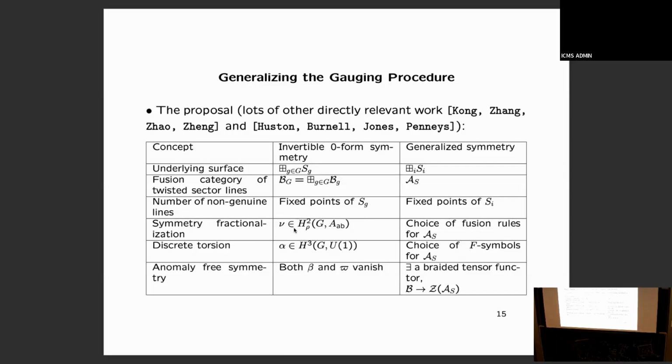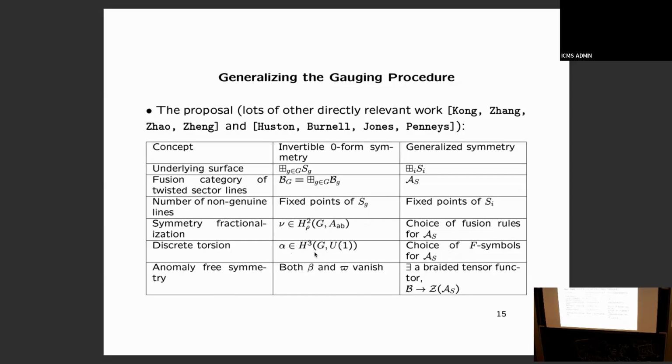Another thing that we have is symmetry fractionalization, which is given by this class, labeled by junctions of three symmetry defects meeting on a line. And then there should be some generalized notion of symmetry fractionalization. And that should correspond to some choice of fusion rules for this fusion category. Similarly, I mentioned there's a choice in the invertible case to stack with some SPT, some H3. And there should also be a choice in the more general case of choosing a different associator for AS. Okay, that should be the generalization of discrete torsion. Similarly, there's a notion of an anomaly-free symmetry. That's a symmetry where both beta, remember that's H4(G, U(1)), the 't Hooft anomaly.